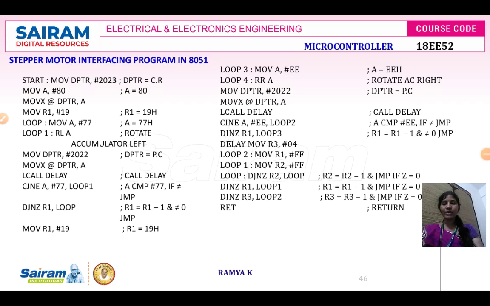Next, stepper motor interfacing C programs. I will show it with the Keil software. Here I will make you understand how this stepper motor programming works. MOV DPTR, #2023H. So it means that you are going to first load the address 2023H, that is the control word register.